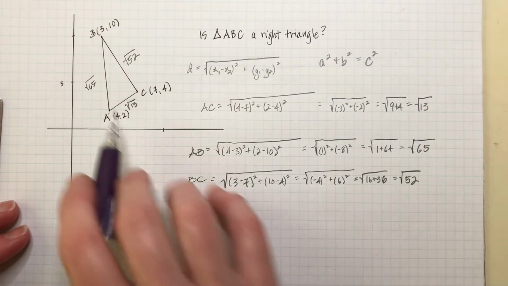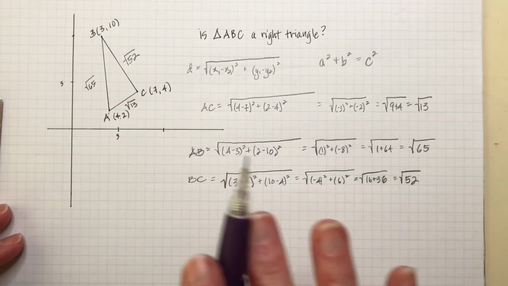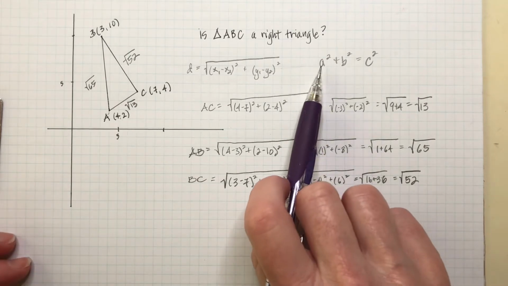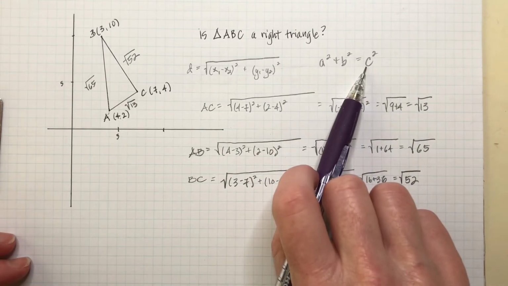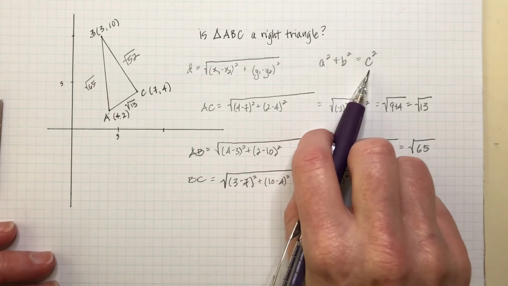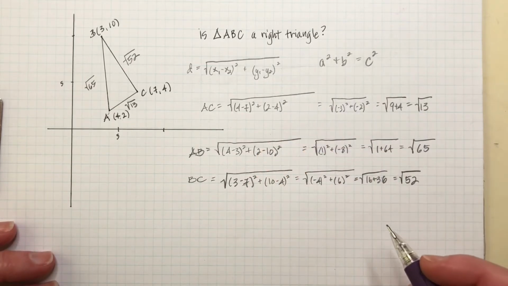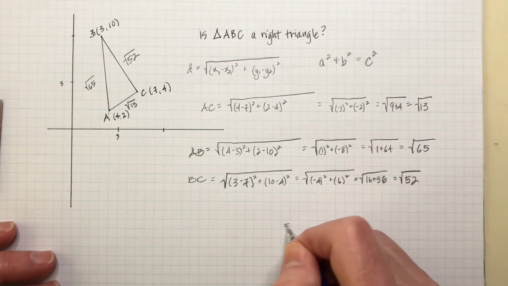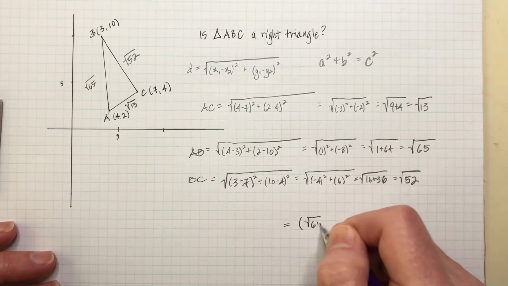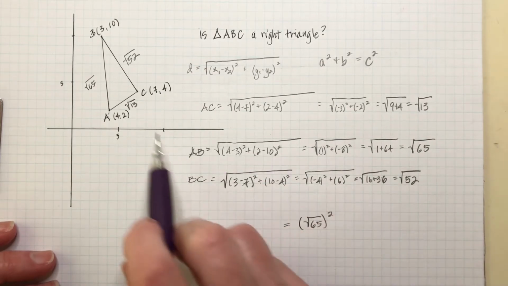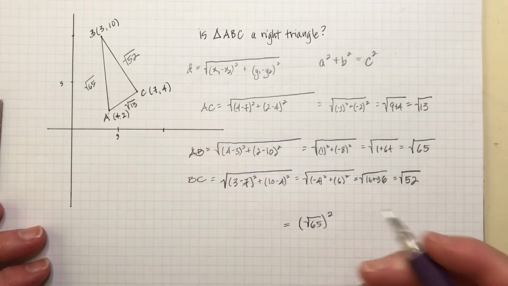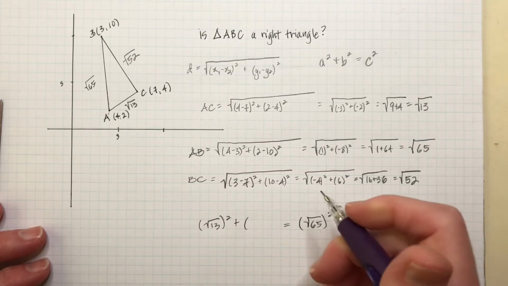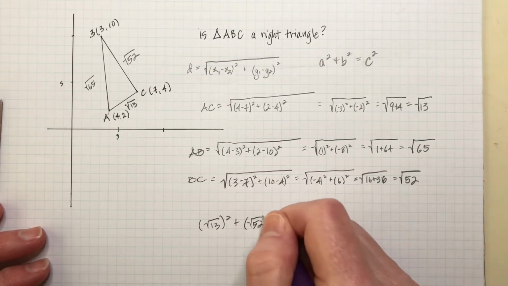Notice I'm leaving these as radicals. I'm not going to the calculator and getting a decimal approximation. I don't have any perfect squares here, but that's not going to be a problem because we're going to square all those things when we put that into the Pythagorean theorem. So we'll plug the lengths we have into the Pythagorean theorem, and we know the longest side will be C, so we'll put that over there by itself. That'll be square root of 65 squared. And then over here, A and B, doesn't really matter what we call them, we just need the two shorter sides. So that'll be square root of 13 squared plus square root of 52 squared.